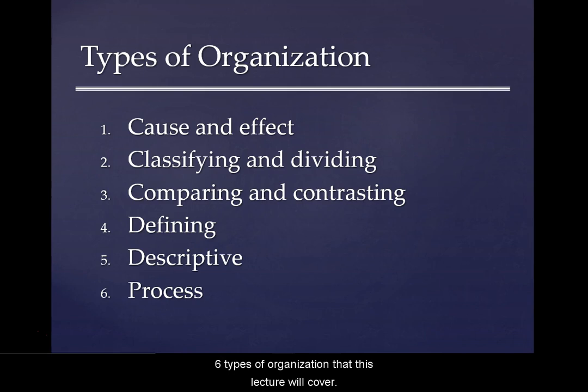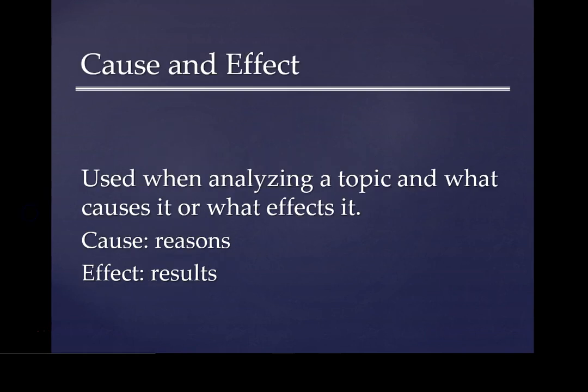There are 6 types of organization that this lecture will cover: cause and effect, classifying and dividing, comparing and contrasting, defining, descriptive, and process. Let's talk about the first, cause and effect. Cause and effect is used when analyzing a topic and what causes it or what affects it. Let's think about causes as reasons and effects as results.